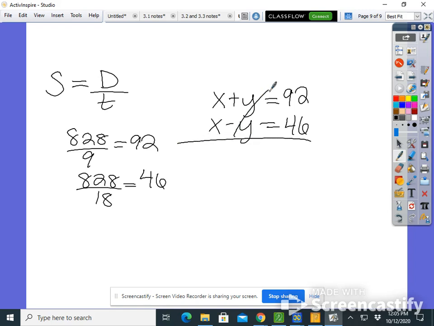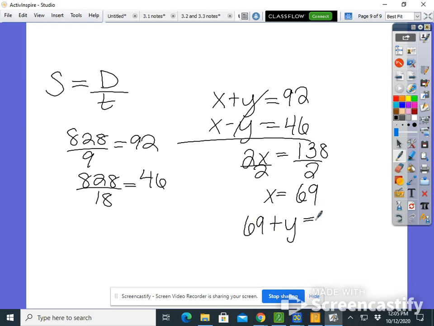The y's cancel out. Good. 2x equals 172 plus 92, 138, right? Okay. Divided by 2, what's x equal? 60. Wait, 69. 69. How do I find y now? Plug in 69 for x, and then you subtract 69. What's y equal? 23. Cool.